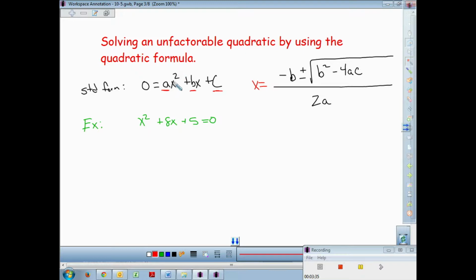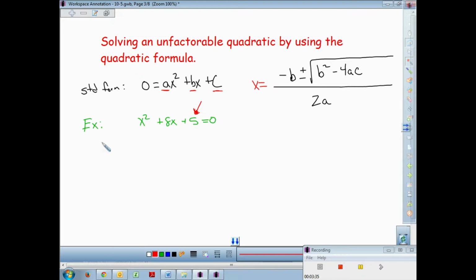A is in front of x squared, B is in front of x, and C is the constant term. And you can see right here that this is unfactorable, because I cannot find two integer numbers that multiply together to be 5 and add together to be 8.